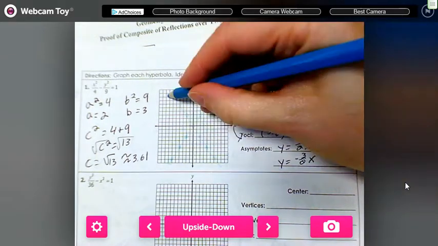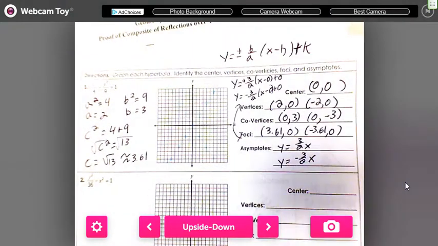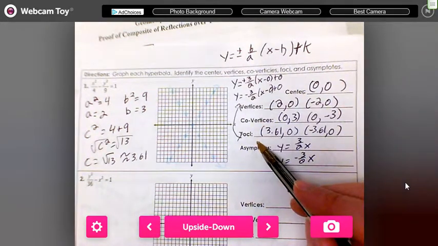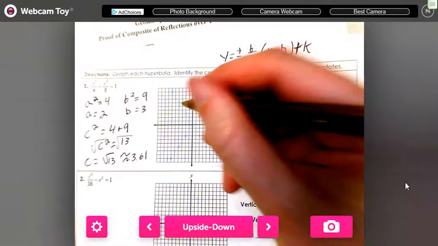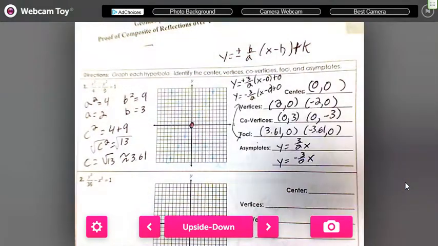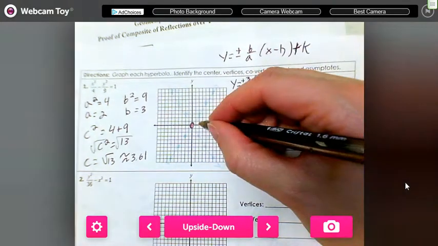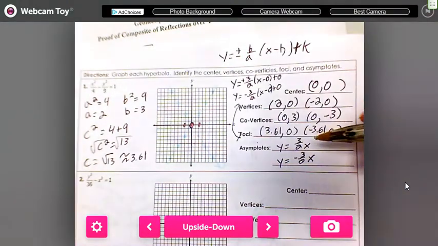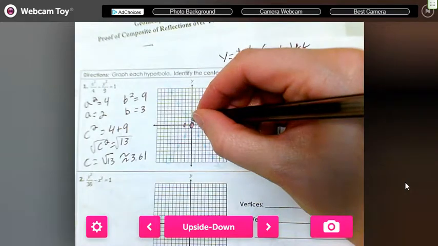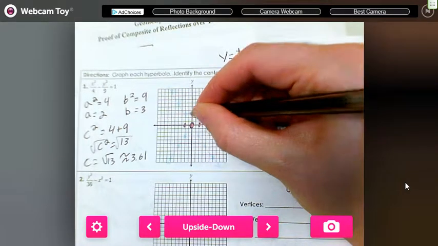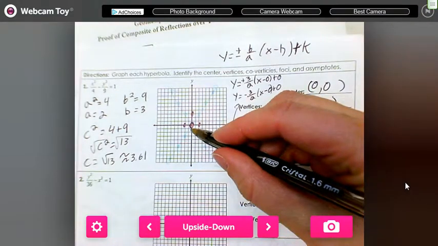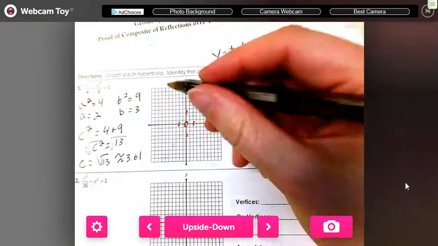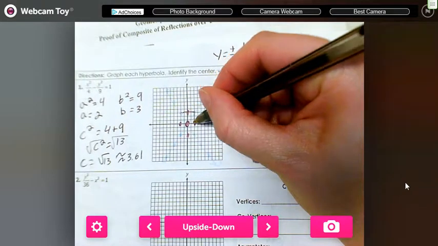So I've got these things as my asymptote. The next thing I'm going to do is plot each of these: center, vertices, co-vertices, and focus points. My center is 0, 0. My vertices are 2, 0, and negative 2, 0. My co-vertices are 0, 3, and 0, negative 3. Okay? And then we're just going to make a box around this.